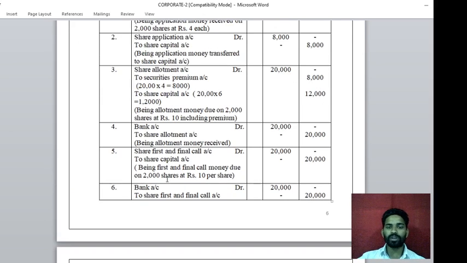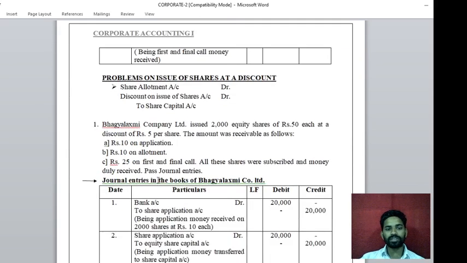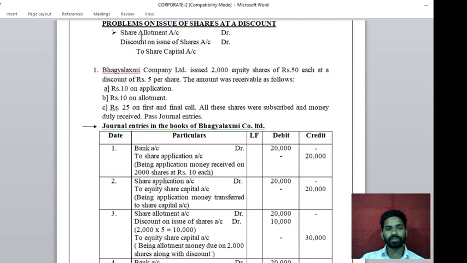Now one more concept is there, which is problems on issue of shares at discount. What are the problems on issue of shares at discount? Just see, the company is collecting capital by issuing shares. They need the capital for the development of infrastructure, and they are trying to issue the shares.